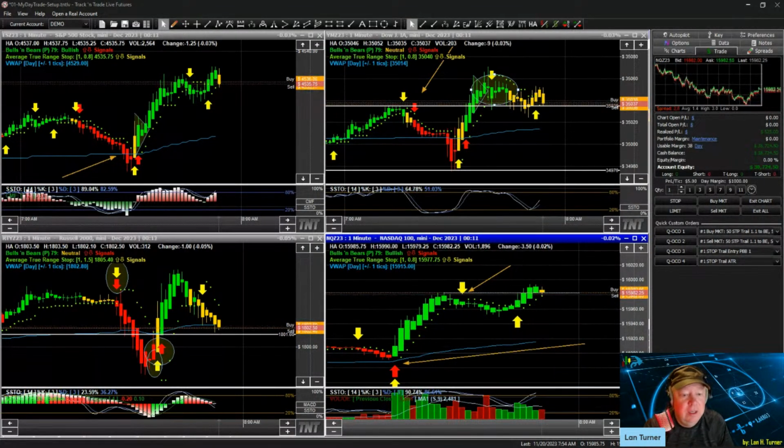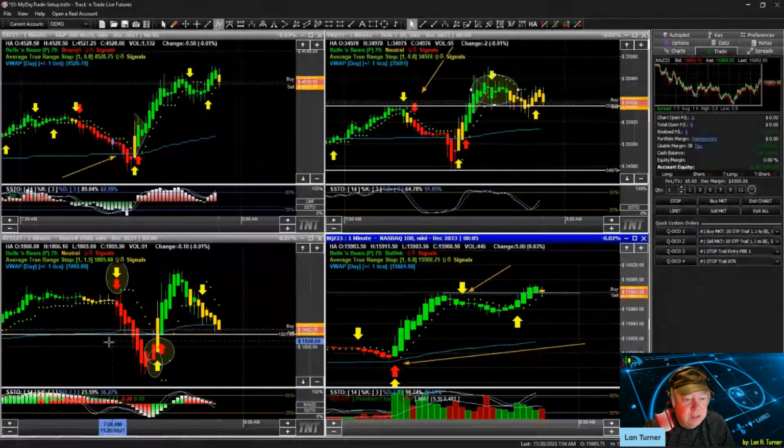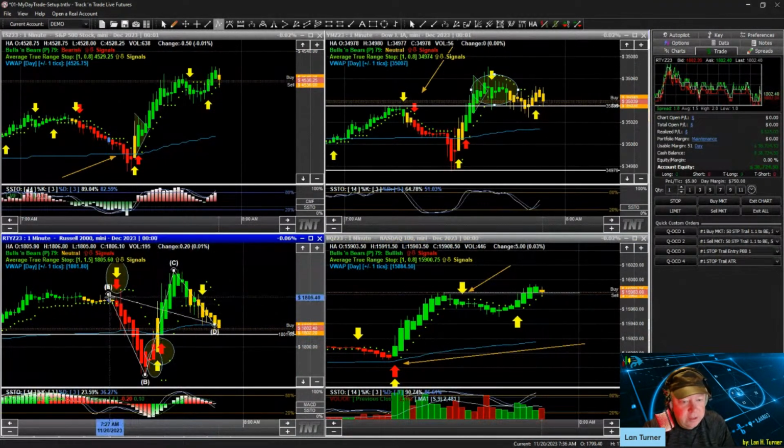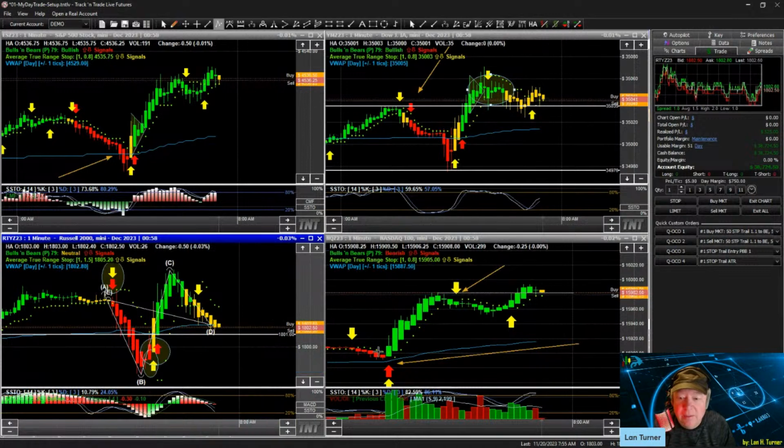Look at the Russell making a perfect little bow tie. Not perfect, but it's a little bow tie pattern. So you see this little bow tie pattern in here, up, down, up. It uses support as resistance. So that's kind of a little bow tie.